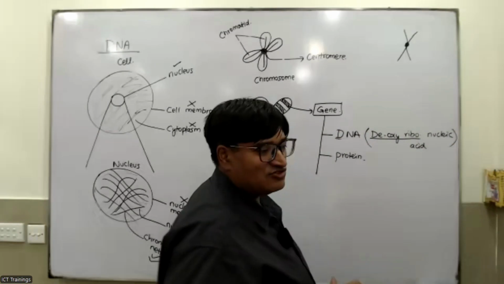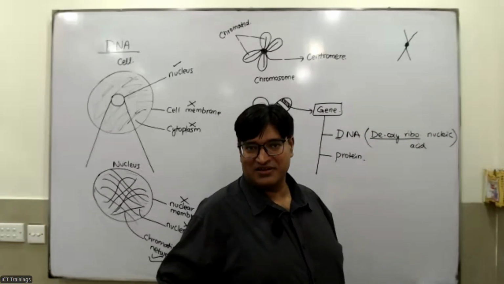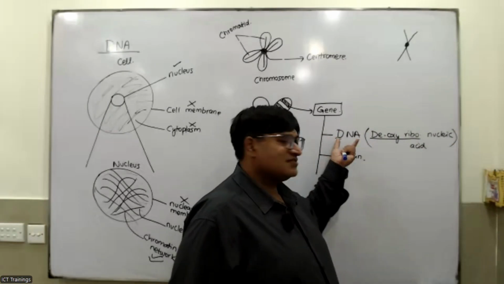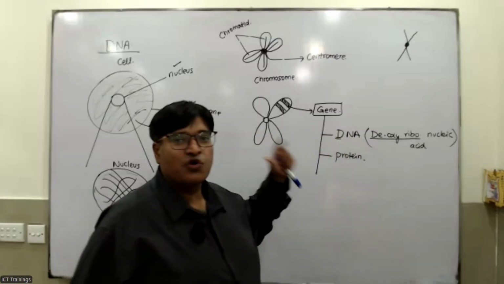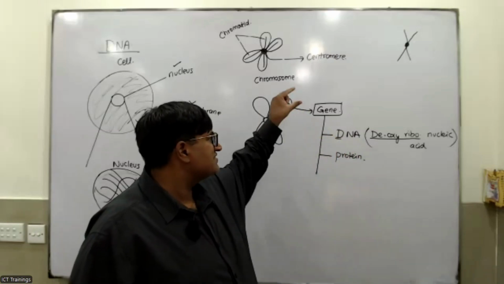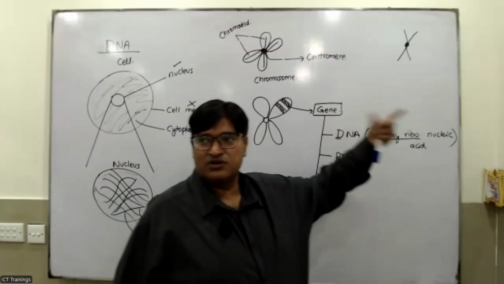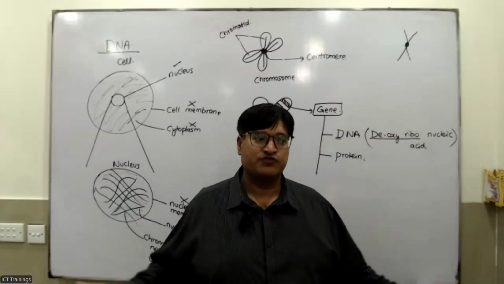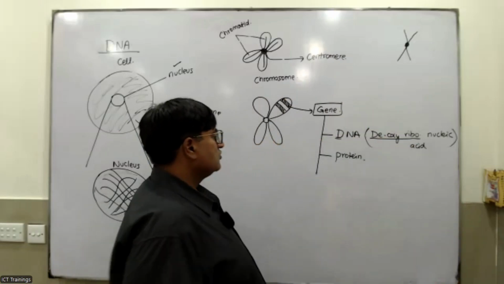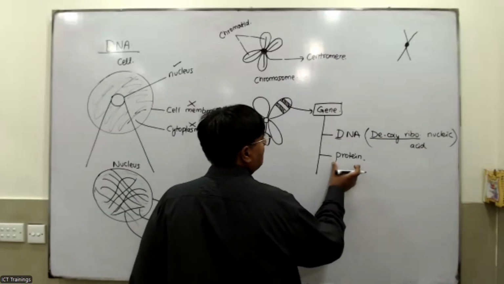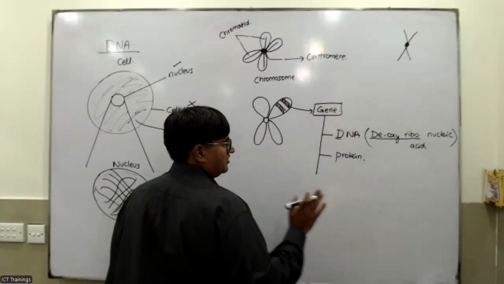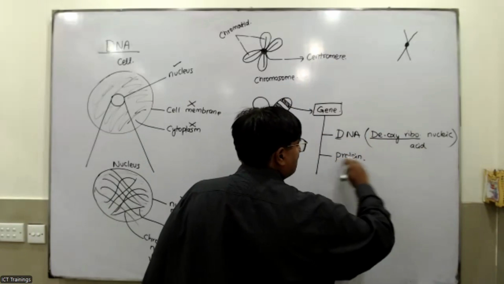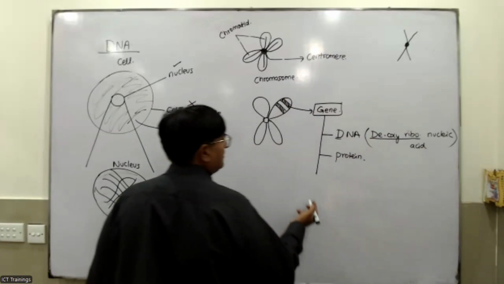This is actually the hereditary material. This thing present in the gene is going to control all the functions of your body. The second thing is the protein present in the gene. So this DNA and this protein, in which manner are they present?